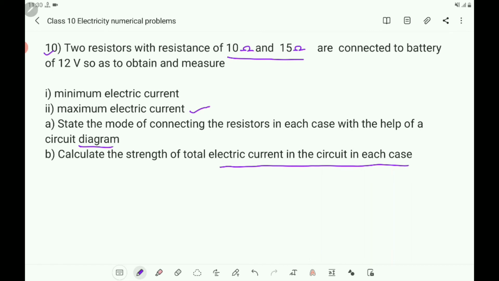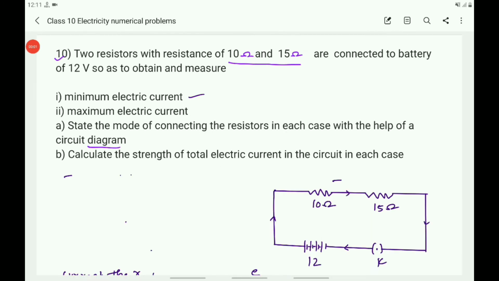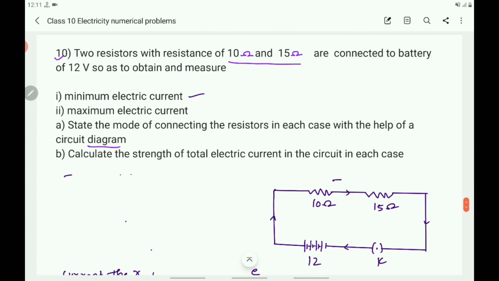So now let us draw the diagram. This is the circuit diagram to get the minimum electric current. Here the resistors are connected in series. The resistors of 10 ohm and 15 ohm are connected in series. So we will get the maximum resistance and minimum electric current.